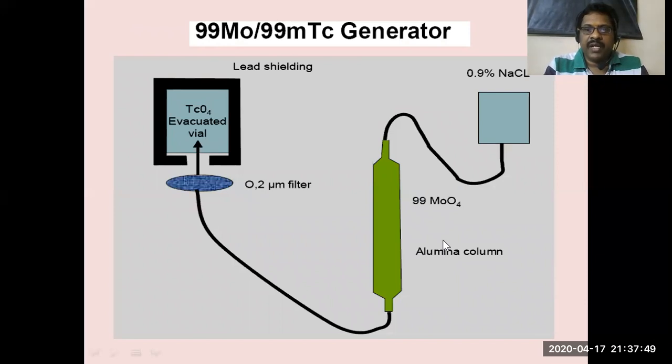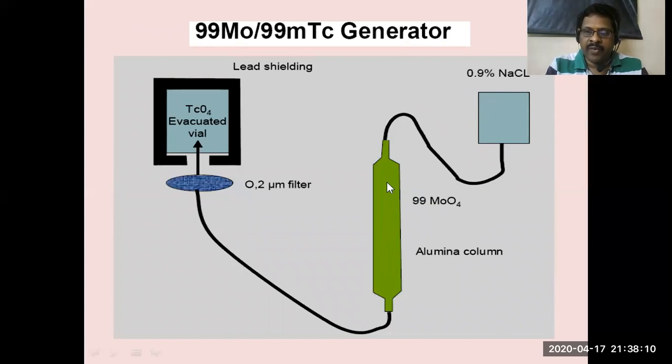This is the schematic diagram of how it functions. This is the inlet in which 0.9% sodium chloride is there. That is passed through this column containing an adsorbent. In this, the parent radioactive nuclide will be there, that will decay into a daughter radioactive nuclide.